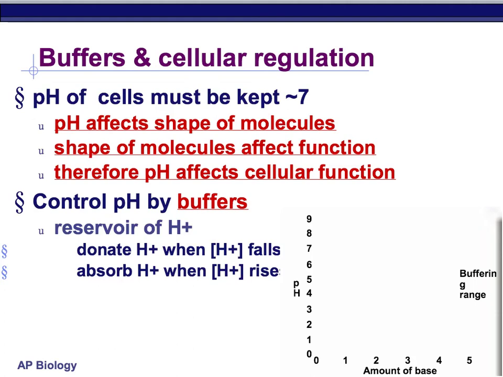So when you need a whole bunch of ions because the concentration is falling or is too low, the buffer will donate some ions. If you've made too many ions and your concentration is rising, then the buffer can absorb that extra.